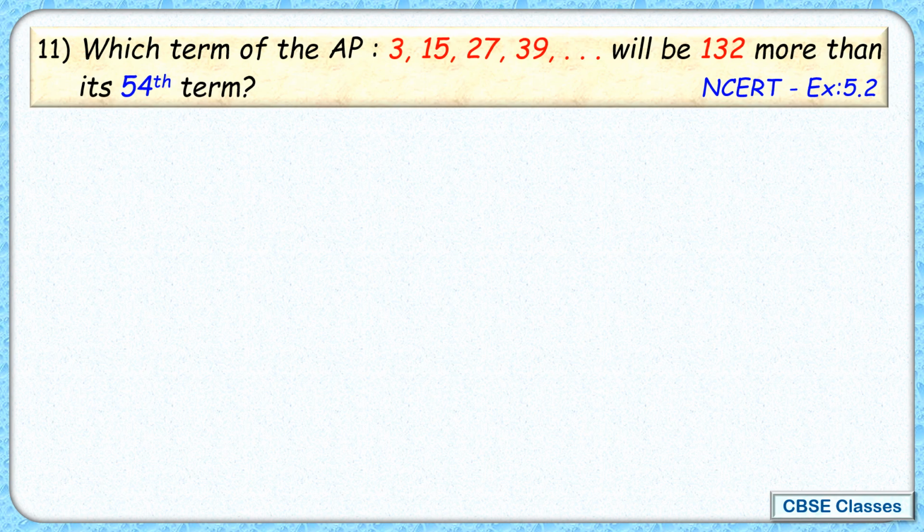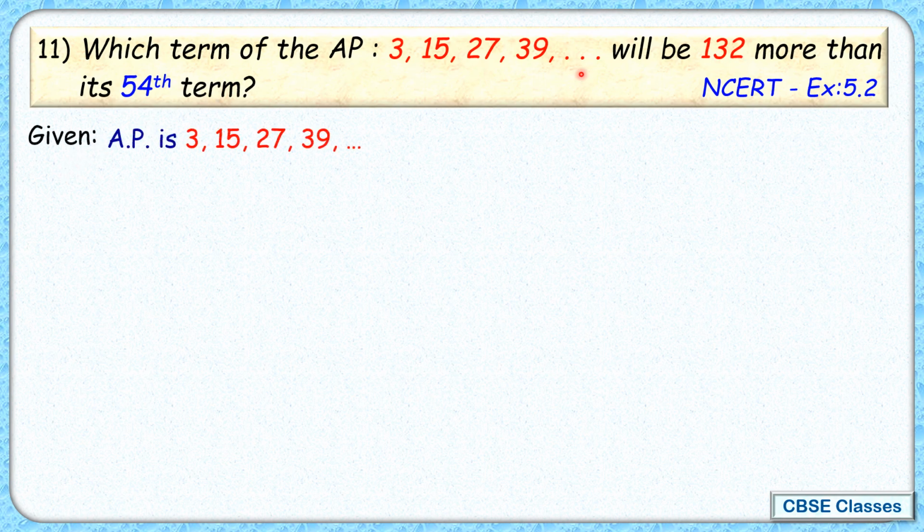Let's check 11th question. Here given to us is an AP, and in this AP we have to find that term which is 132 more than the 54th term. So here in the solution, we'll first find the 54th term and then we'll find that term which is 132 more. So let's start with what is given to us.